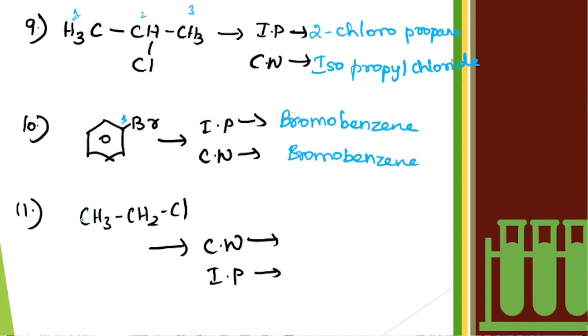Now look at this compound. This compound is nothing but CH3CH2Cl. So how many carbons are there? 2 carbons are there. Right? So it is going to be ethyl. The common name is going to be ethyl chloride. And the IUPAC name is going to be 1-chloroethane.